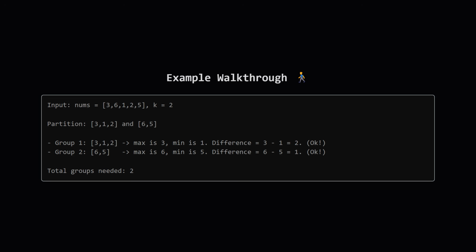The second group has 6 and 5. The difference is 6 minus 5, which is 1. That's also less than or equal to 2. So that's valid too. Since we've used all the numbers and both groups are valid, we've found a way to do it in two groups. The challenge is to prove that we can't do it with just one group. And we can't, because the max of the whole list is 6, the min is 1, and their difference is 5, which is way bigger than our k of 2. So 2 is the best we can do.